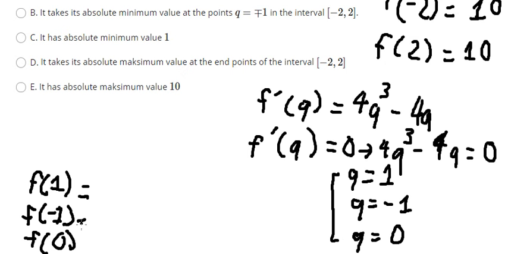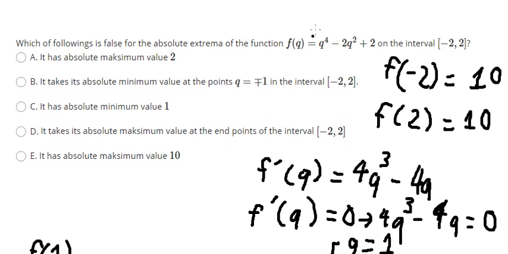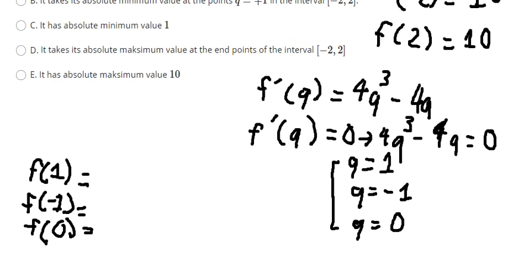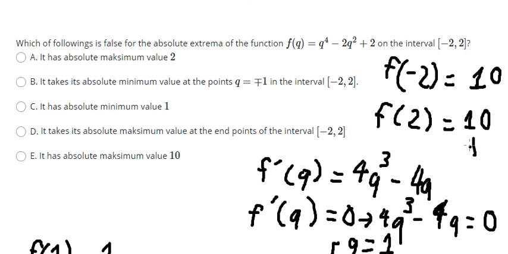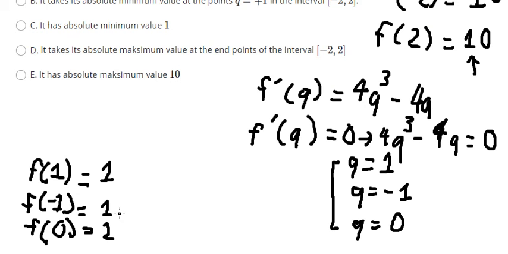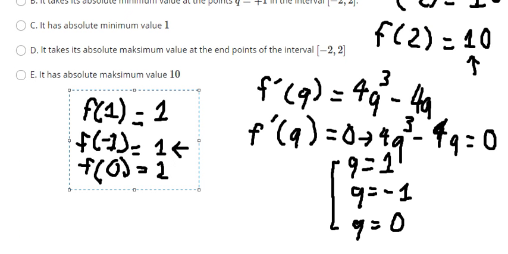So we plug the numbers in here. We get 1, and 2. So the maximum is about 10, and the minimum is about 1. Now let's go back to the multiple choice.